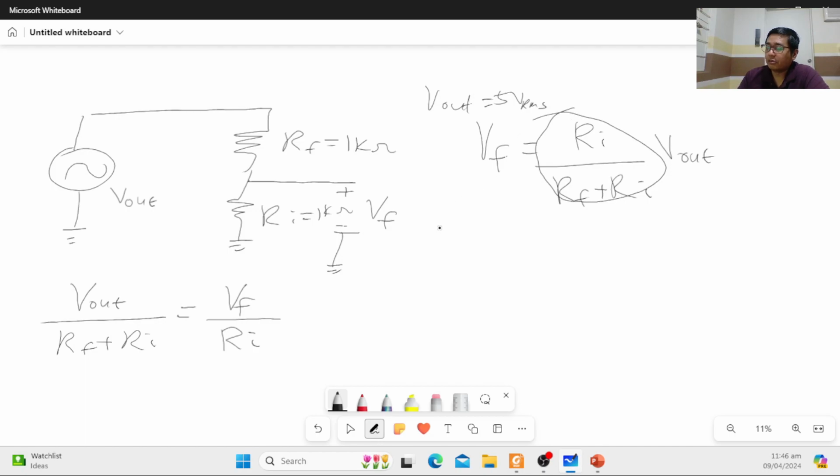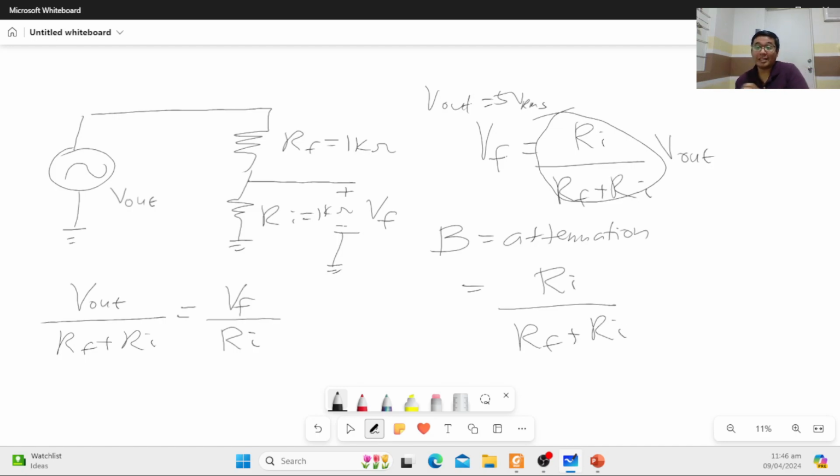No? So we can write that as B. This is the attenuation constant or attenuation factor, or just simply the attenuation. That is equal to R sub I over R sub F plus R sub I. So yung ating output ay nadi-decrease, no? Bumababa siya, depende doon sa attenuation natin. And it is being fed into the inverting input of our op-amp. So that would be our attenuation.